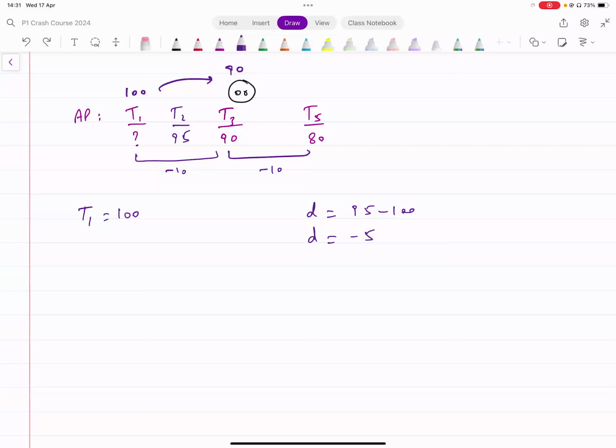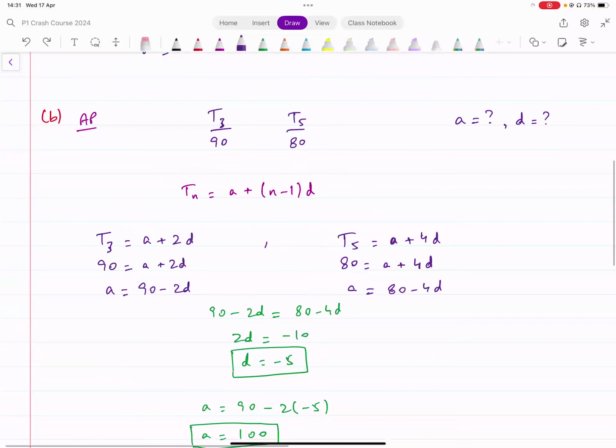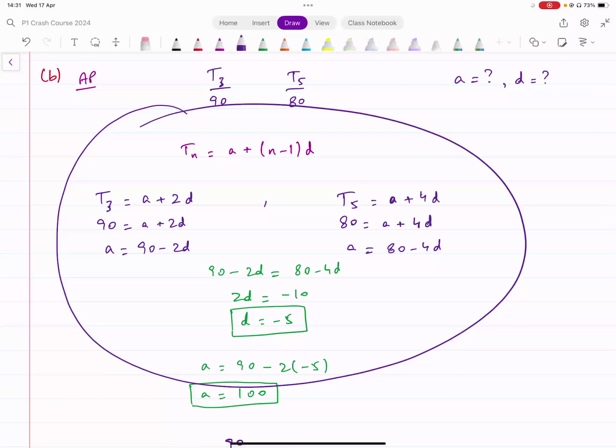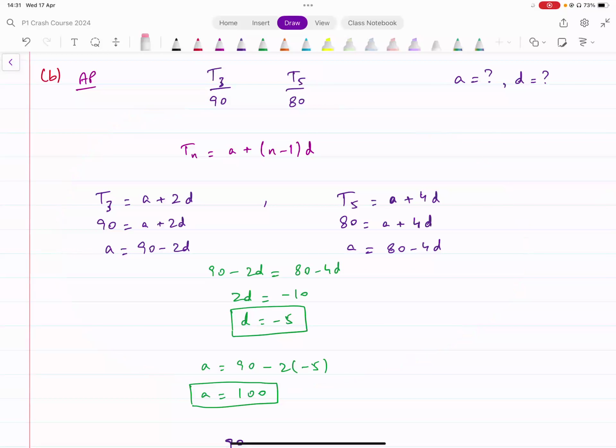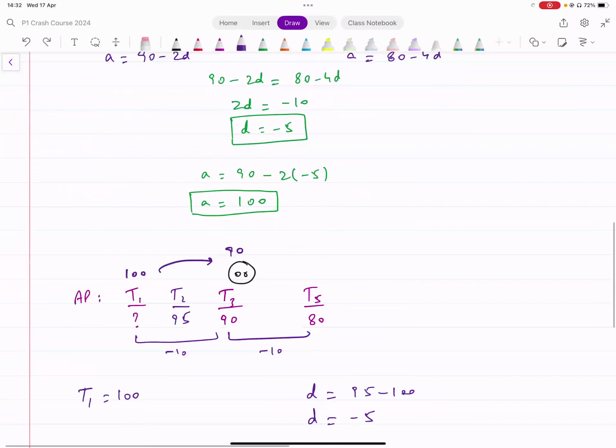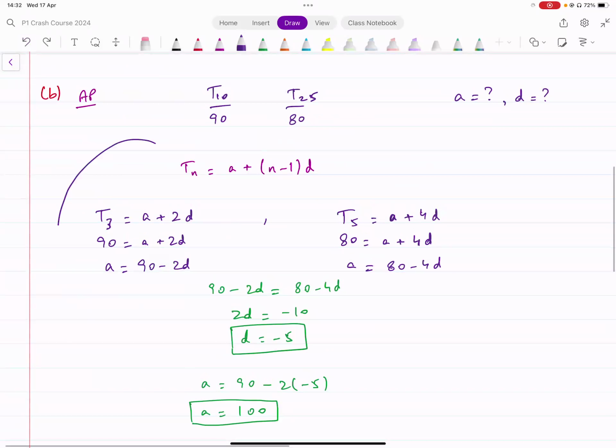If you understand that, that's great. You could write down the answers directly. If not, this would be the proper way of doing this. That would work in any similar scenario, that you make 2 equations, solve them simultaneously. If, for example, instead of T3 and T5, you had some other terms, maybe T10 and T25, in that case, it would not have been as straightforward to do it mentally like this. And you would have to use this proper method for that.